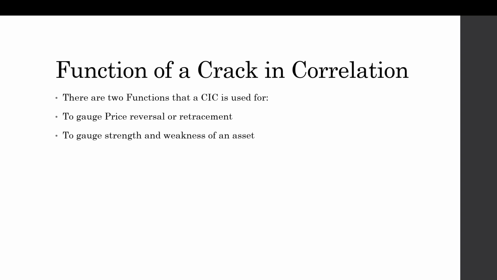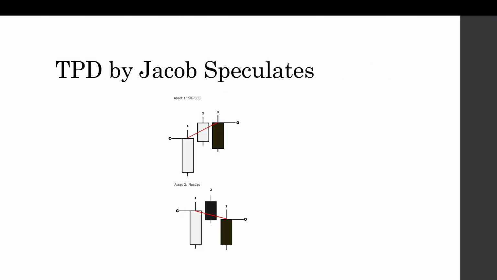Functions of a crack in correlation. There are two functions that a crack in correlation is used for. One is to gauge price reversals or retracements, and the second is to gauge strength and weakness of an asset. In today's video, we are going to be focusing more on price reversals and retracements, but not so much on gauging strength and weakness of an asset. The first type of crack in correlation that we are going to look at is the TPD by Jacob Speculates. You can go and watch his video on TPDs, where he goes into extreme detail, but in this video we're just going to tell you what the TPD is.